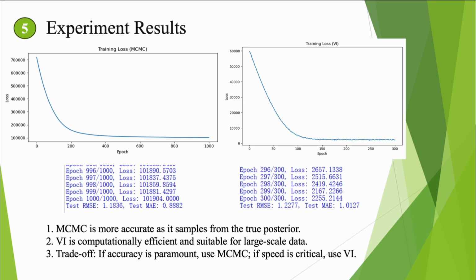So if accuracy is paramount, we had better use MCMC. If speed is critical, we had better use VI.